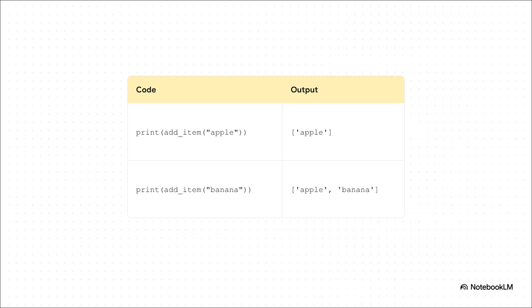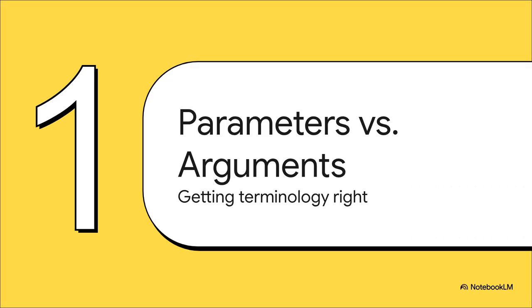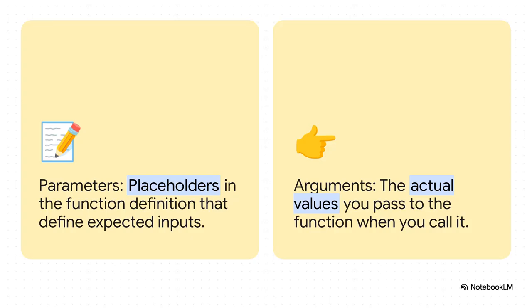Well, to solve this little mystery, we have to start by getting our vocabulary straight. It all starts with this really fundamental difference between parameters and arguments. I promise, getting this terminology right is the very first key to unlocking how functions really work under the hood. It's actually pretty simple when you break it down. Parameters are just the placeholders in the function's blueprint. The arguments, those are the actual values you hand over when you use the function. So think of it this way: one is the variable name, the other is the actual value that fills it.